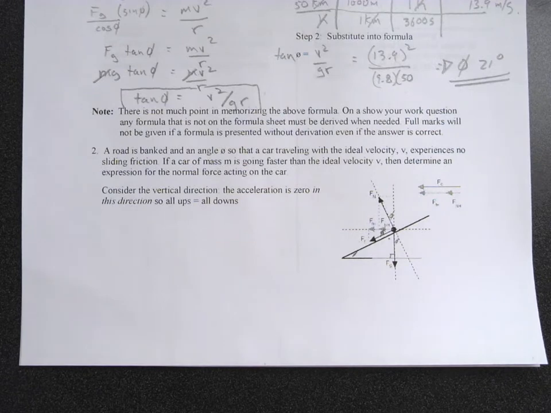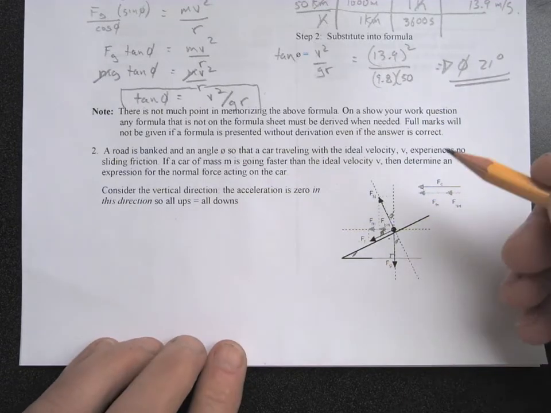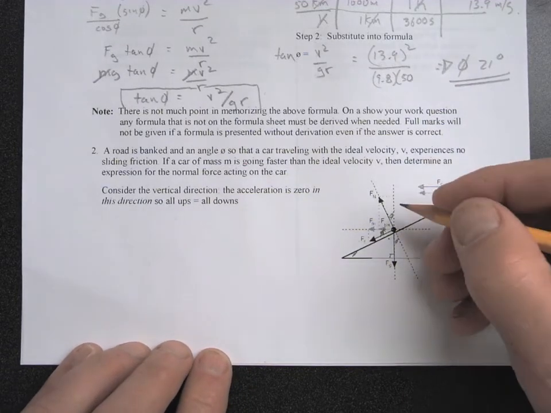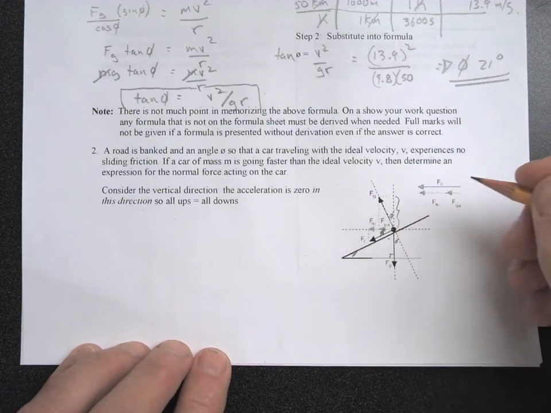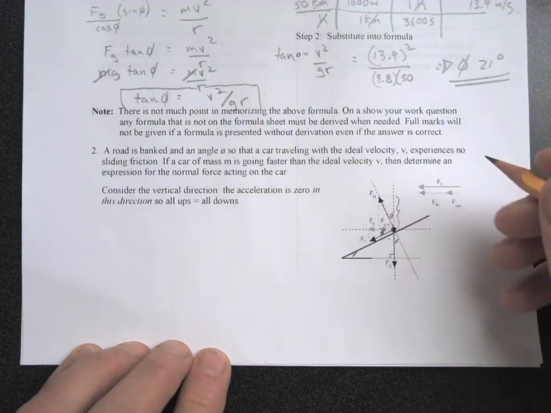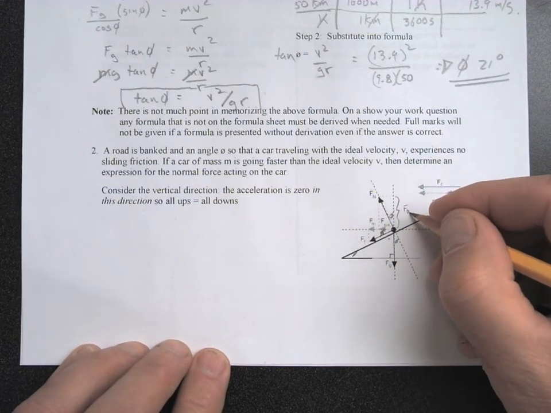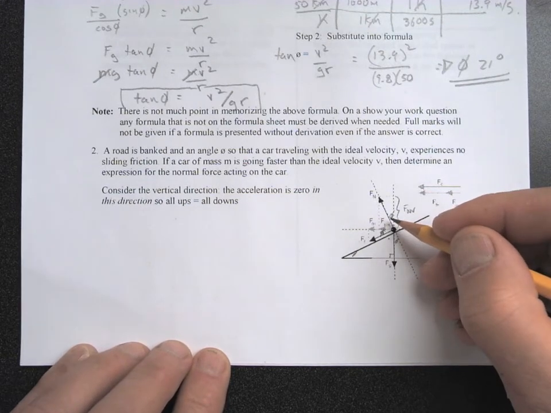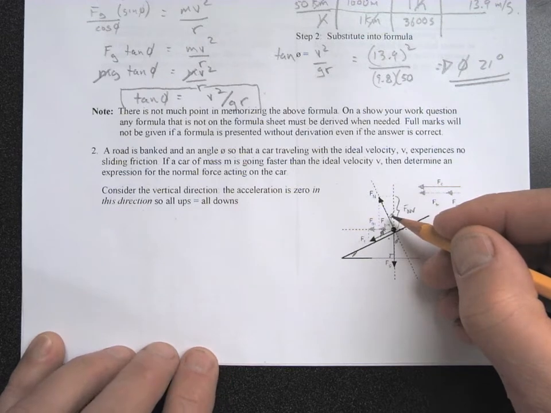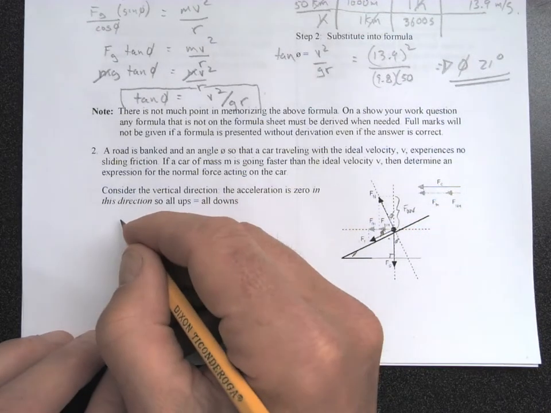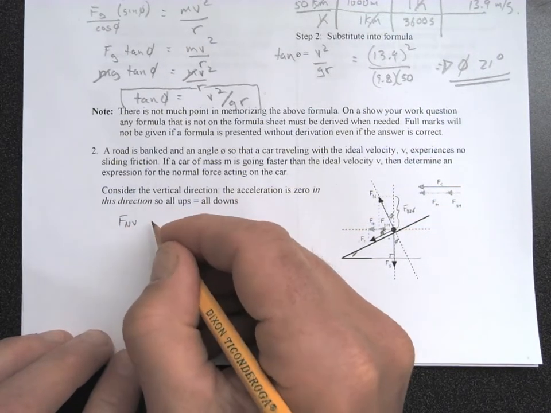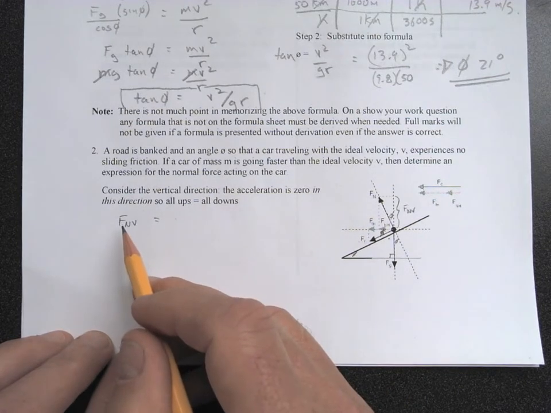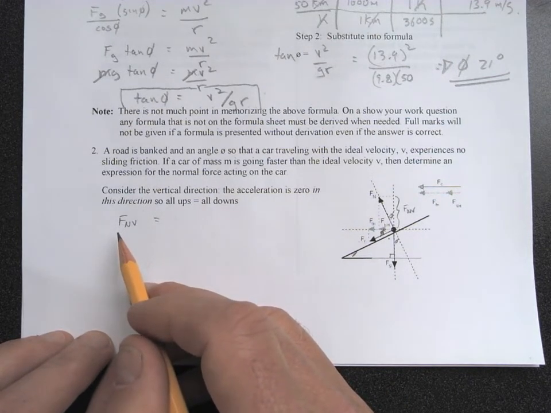Okay, so our forces up have to equal all of the forces down, and our one and only force going up is this one right here, FNV. It's adjacent to the angle, Fn is our hypotenuse. So FNV, our one and only up, is going to get replaced with Fn cos phi.